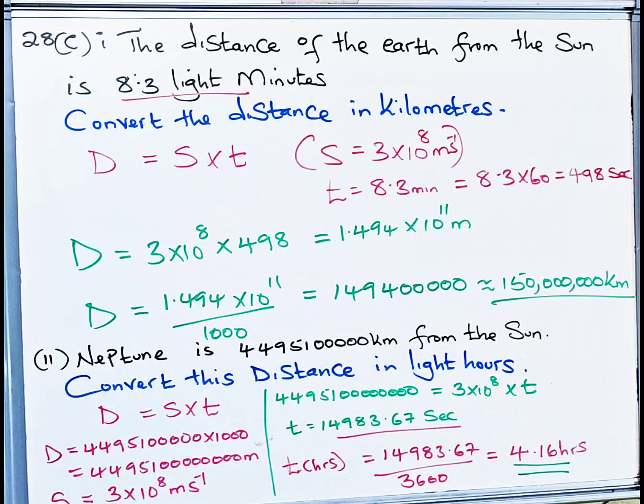So in other words, light will take 4.16 hours to move from Earth to Neptune. Neptune, we have to remember, is the farthest planet, the most distant.